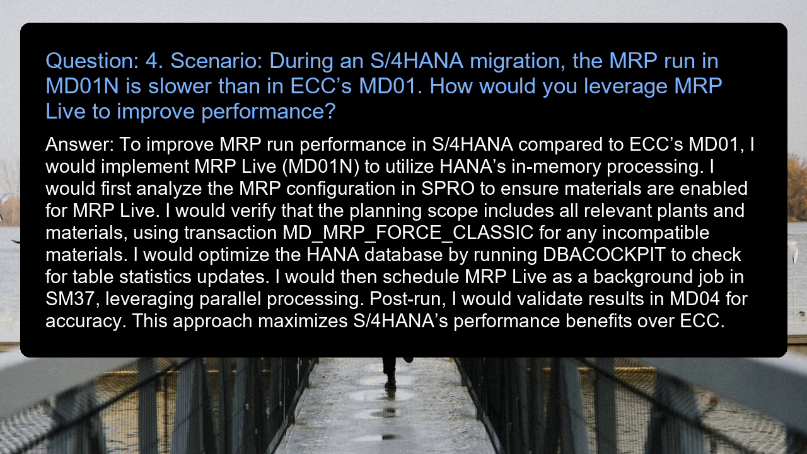using transaction MD_MRP_FORCE_CLASSIC for any incompatible materials. I would optimize the HANA database by running the DBA Cockpit to check for table statistics updates. I would then schedule MRP Live as a background job in SM37, leveraging parallel processing. Post-run, I would validate results in MD04 for accuracy. This approach maximizes S/4HANA's performance benefits over ECC.